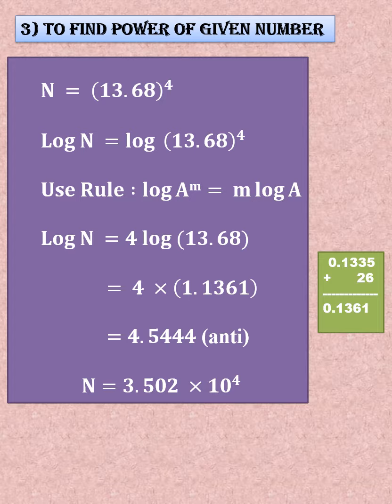Hope everyone understood. Do try for similar ones. Practice many more examples and verify your answers using calculators.